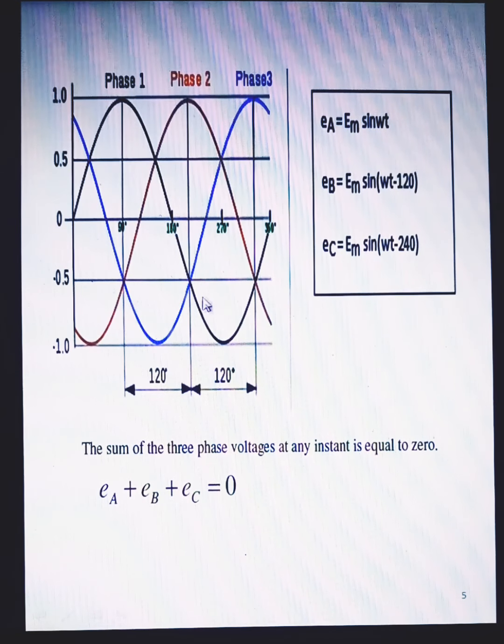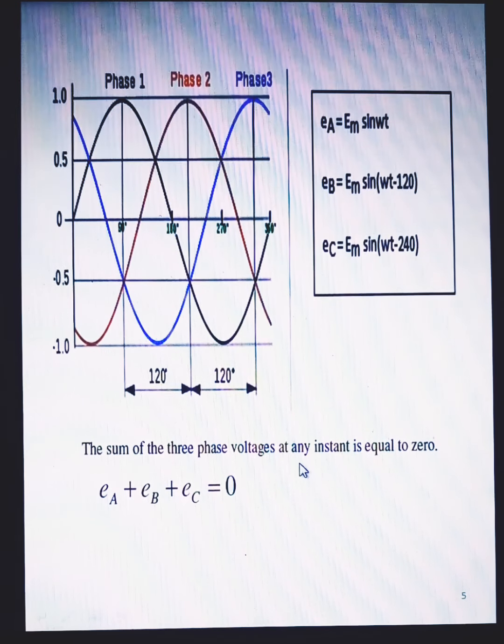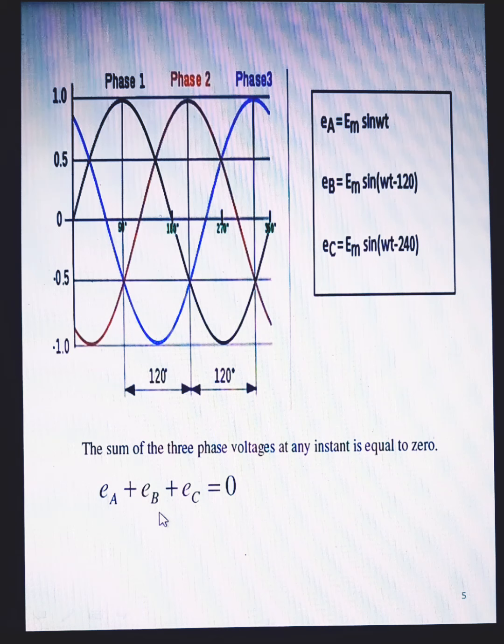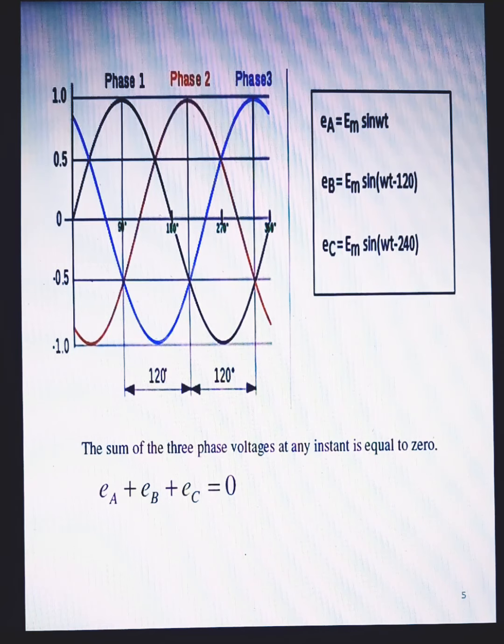Then the sum of the three phase voltages at any instant is equal to 0, that is EA plus EB plus EC equal to 0. Now we substitute the value of EA, EB and EC here, that is EM sin omega t plus EM sin of omega t minus 120 plus EM sin of omega t plus 120. Then if you simplify that equation, you will get the value as 0.